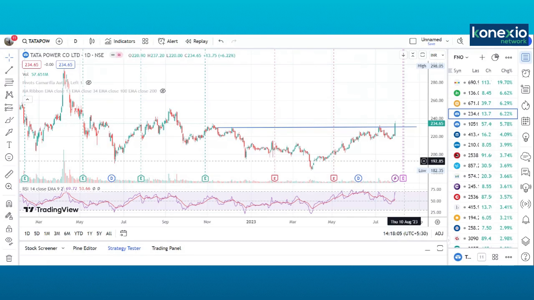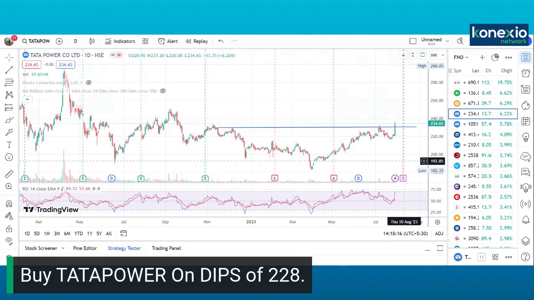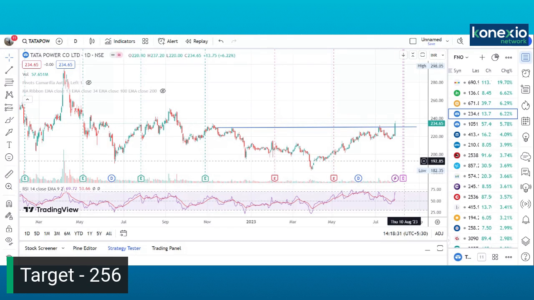So short-term traders, positional traders, swing traders and investors can accumulate the stock on dips to 228. The current market price of the stock is 234.65. If there is a cool off in the stock in the next week, one can accumulate the stock around 228 on dips for an upside target of 256 in the short to medium term, which I consider to be at least the next 3 to 4 months from these levels. So the stock might give a decisive positive trend in the coming months.